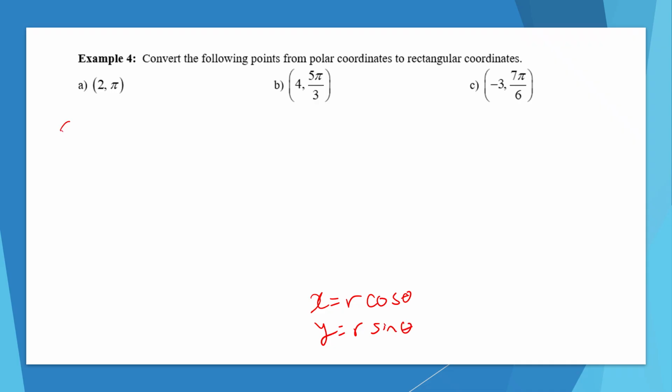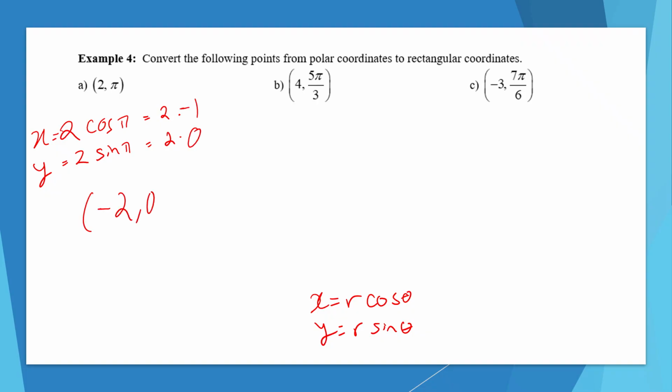So here we have our r times cosine theta, or cosine pi, y equals 2 sine pi. This is going to be 2 and 2 times cosine of pi is -1, sine of pi is 0. So our coordinate should be -2, 0 there, which makes sense if we actually plot it, right? You're going over pi radians and then going over 2. So this point right here should be -2, 0. So if you think about it graphically, you should get the same answer as well.